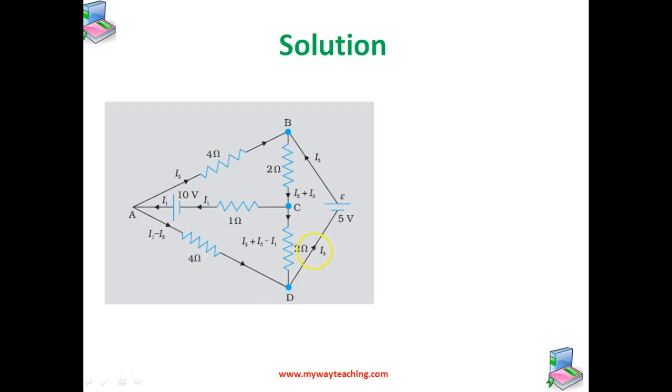And here current I3 and here current I1 minus I2. So in this, the current entering the node is I1 minus I2, and leaving it is I3. So it is I2 plus I3 minus I1.